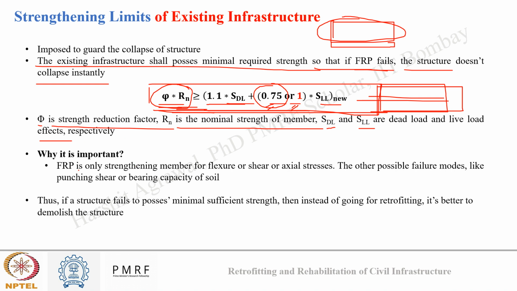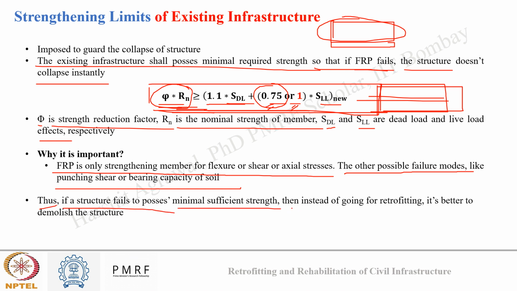Now, why is this important? Because FRP is only strengthening the member for flexure or shear or axial. Other possible failure modes like punching shear and bearing capacity of soil are not taken into account by FRP. So we need to make sure that our structure itself is capable enough of taking load, and just the additional load that is coming is taken by the FRP. Okay. Thus, if a structure fails to possess this minimum sufficient strength, then instead of going for retrofitting, it's better to demolish the structure. Okay, so this will help me to decide whether my structure can be retrofitted or not.